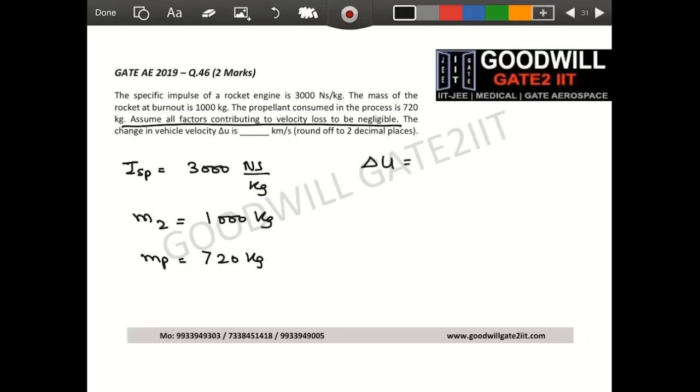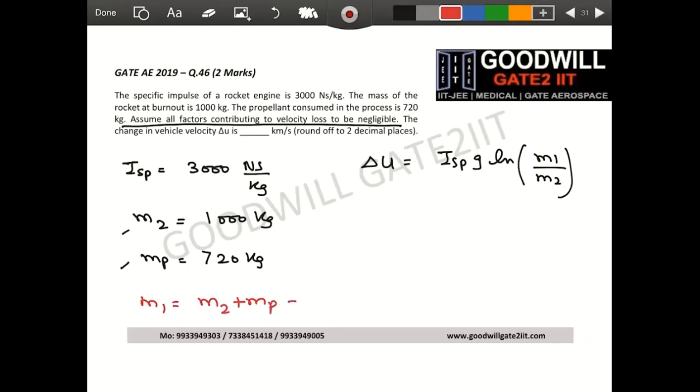So delta U, you know, is ISP into G into ln of M1 by M2. I need this in two decimal places. You know MP, you know M2, so definitely you know M1. That is M2 plus MP, and it came out to be 1720 kg. They're simply asking in two decimal places. Tell me your answers here. This is correct, Priya. Yeah, kilometer per second, Ravi.